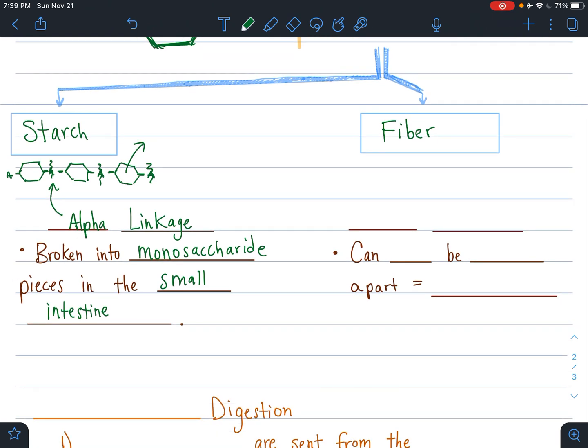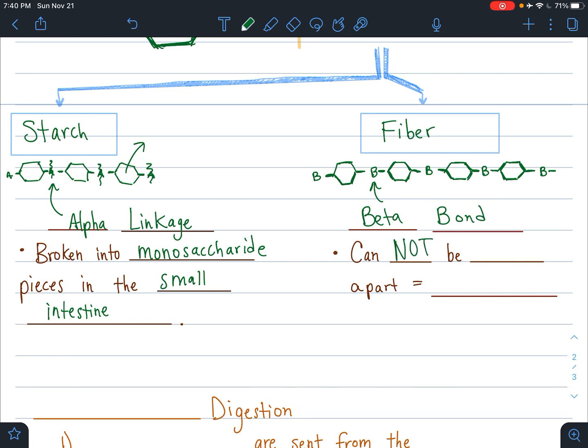Now, fiber is going to be a bit different. You see, it still has those hexagon shapes that are going to be bound together, but now they're going to be bound with something that I'm calling a B bond. So I'm going to draw the letter B there, and I'm going to connect a bunch of these hexagons. Remember, these hexagons are monosaccharides. So fiber is also made out of monosaccharides that have all been bound together with this B bond. And this B bond in fiber is known as a beta bond. And a beta bond is something that cannot be broken apart. It is indigestible.